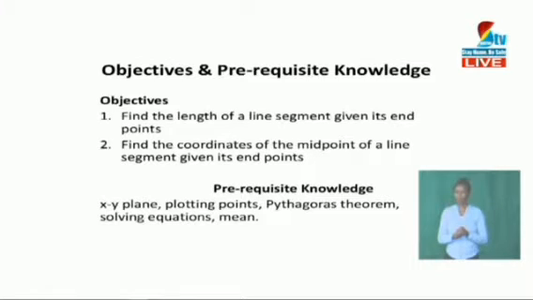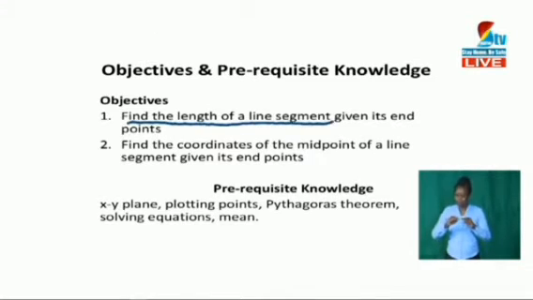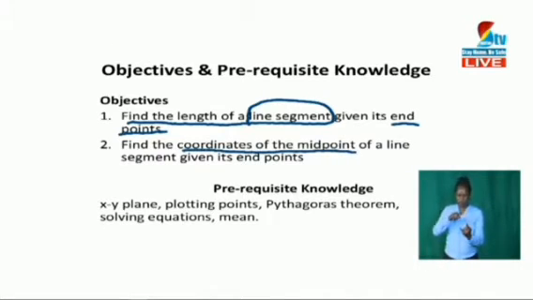The objectives for this lesson, there are only 2 objectives for this lesson. The first one, learner, after this lesson you should be able to find the length of a line segment, given its end points. The second objective, you should be able to find the coordinates of the midpoint of a line segment, again given its end points. So those are the 2 objectives that we have to cover in today's lesson.